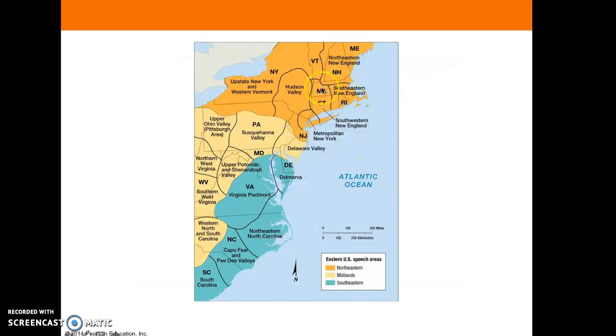Here's some different speech areas. As you can see, here's our 3 main regional areas, the northeastern area, the Midlands, and the southeastern. And there were changes in our language patterns from the very beginning because of the relocation diffusion, because of the different migration patterns into the original colonies. And then you can kind of break these up into even smaller regional dialects.